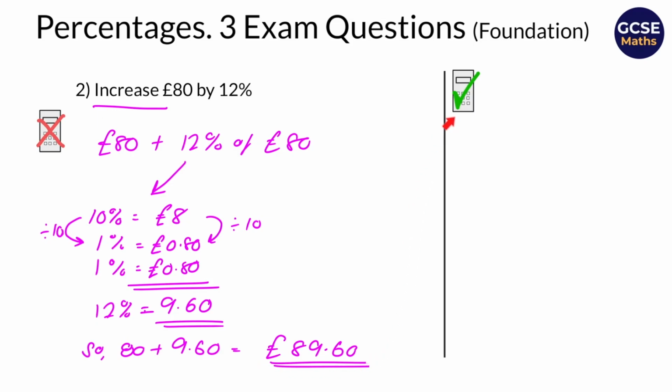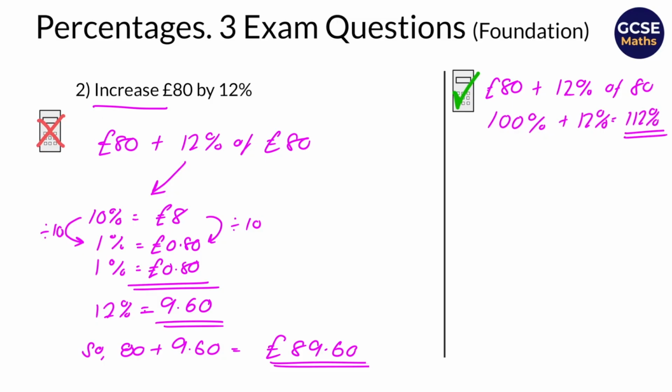Let's have a look how you would do it if you were using a calculator. You could do it exactly the same way. There's not a problem with that. But actually, there's a really quick method for this, and it's called the multiplier method. Now, the key thing here is to understand that we're adding 12% of 80 onto the original amount, which was 100%. What we have now is 100% plus the 12%, which means we are looking for 112%. Remember, percent means divided by 100.